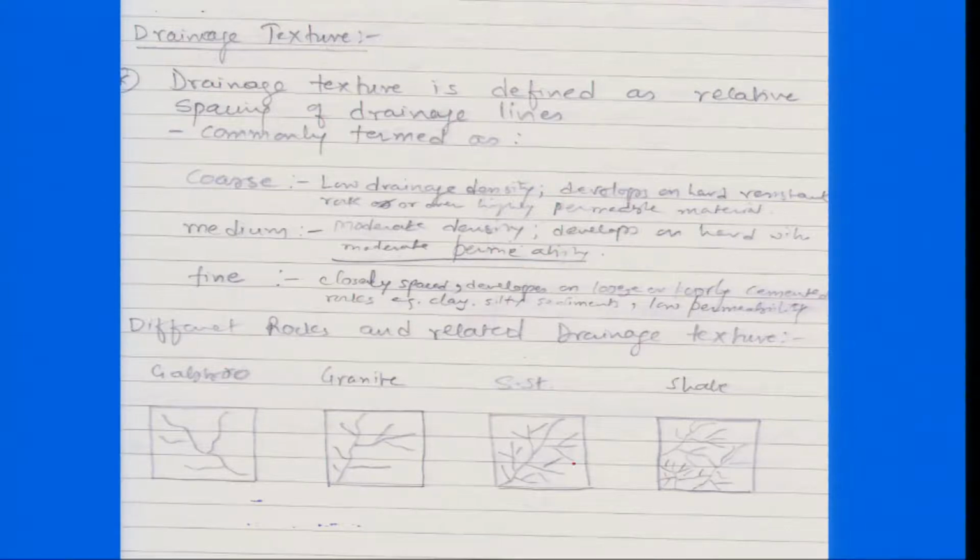Then you can have something like this, which is medium. And if we are talking about fine, then we have low permeability, where you are not allowing much of the water to percolate down. Then you will have the very fine drainage texture.